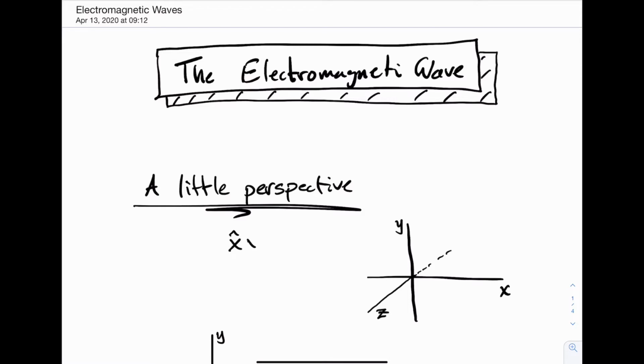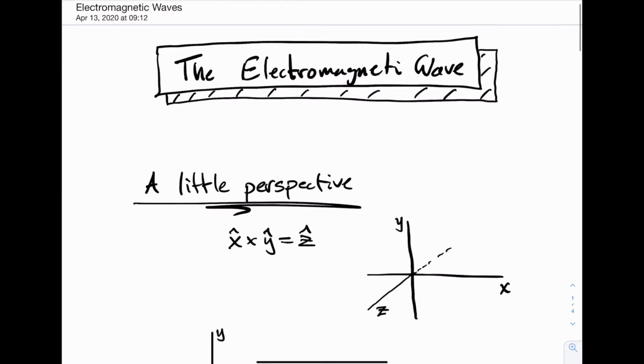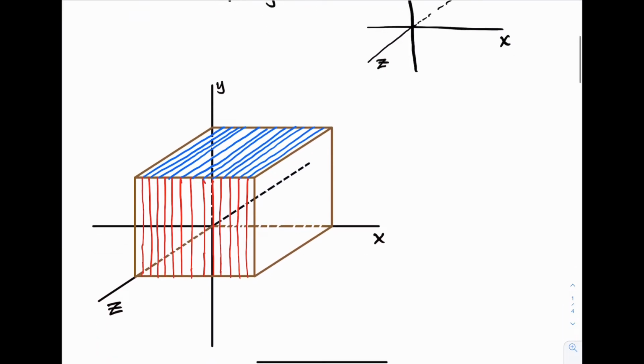You're just going to have to kind of imagine that Z is going in and out of the page. And if you're ever drawing a right-handed 3-dimensional coordinate system, we know X cross Y gives us the Z direction. So I'm going to scroll down and we're going to look at what I have drawn, which is just a cube, or it should be a cube. I'm not a great artist, but there you have it.